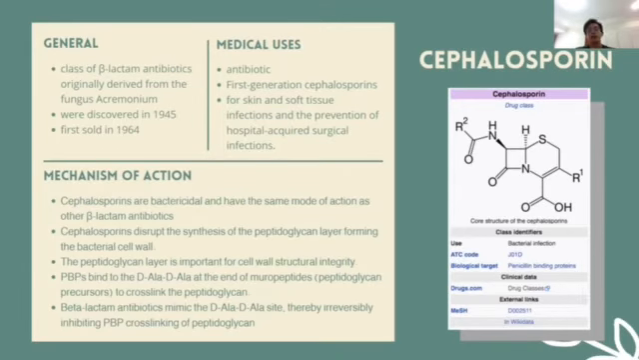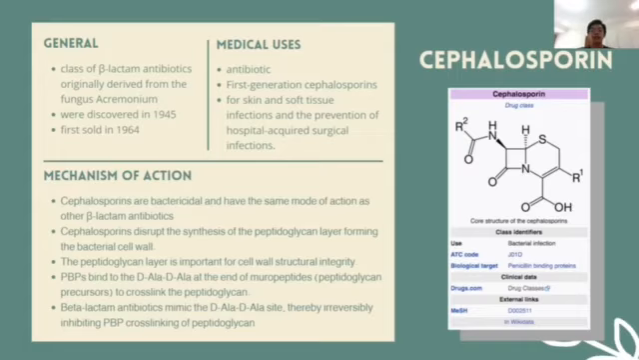Now, cephalosporins are bactericidal, meaning they are substances that kill bacteria. They have the same mode of action as other beta-lactam antibiotics, such as penicillins, but are less susceptible to beta-lactamase, which is the enzyme produced in bacteria that provides multi-resistance to beta-lactam antibiotics. Cephalosporins work by disrupting the synthesis of the peptidoglycan layer forming the bacterial cell wall. Now, the peptidoglycan layer is important for the cell wall's structural integrity.